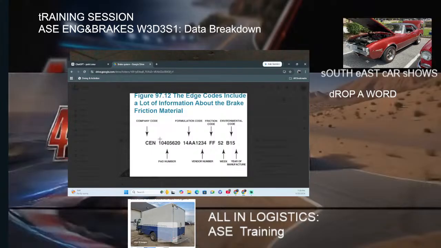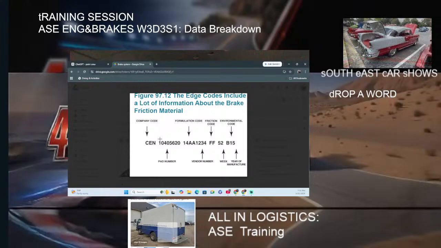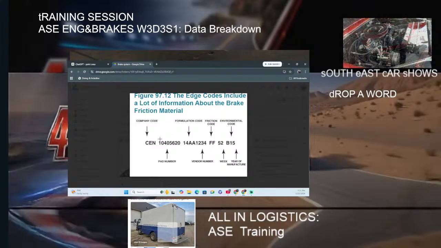Because when it comes to the tires, we knew the first part was vehicle type, then the width, then the aspect ratio, construction, rim diameter, load index, and speed rating. So with this edge code, and this is talking about the brake material, and this would be pads. What I was talking about earlier was tires.